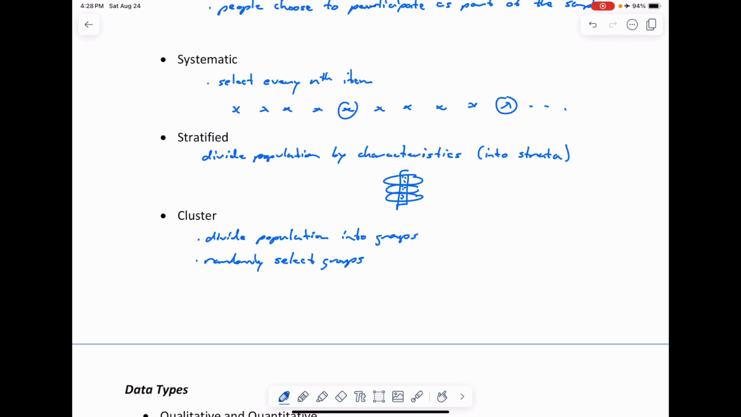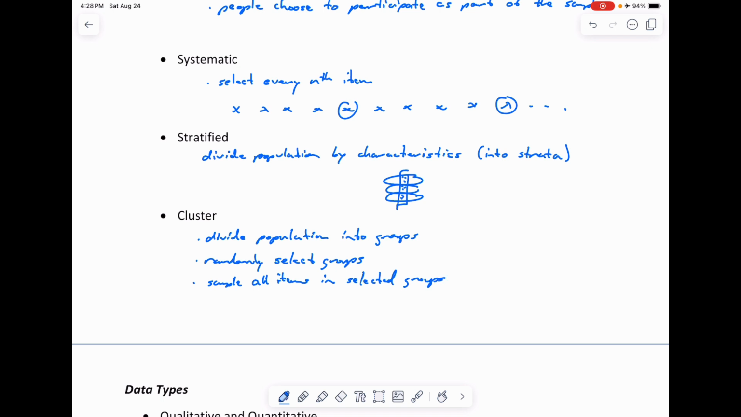So in this case, I'm not taking a characteristic and cutting across the different elements of that characteristic. I'm just taking the population and literally slicing it into, think of it as geographic, different parts, and I'm grabbing whole sections out of that population. Those become the randomly selected groups, and I'm going to sample all items in the selected groups.